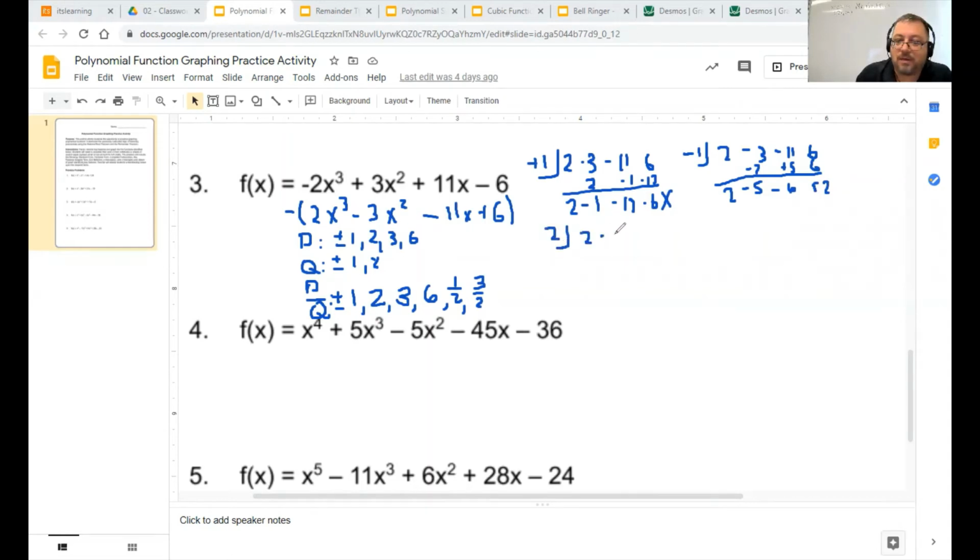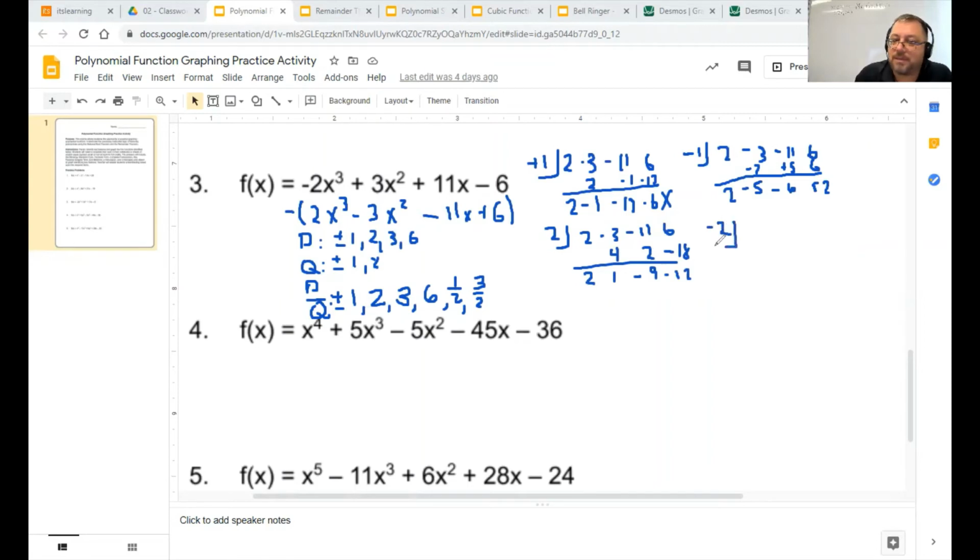2, negative 3, negative 11, and 6. Draw my line, bring down the 2. 2 times 2 is 4. Negative 3 plus 4 is 1. 2 times 1 is 2. That would be negative 9. That would be negative 18. And that would be negative 12. So that didn't work. So let's try negative 2.